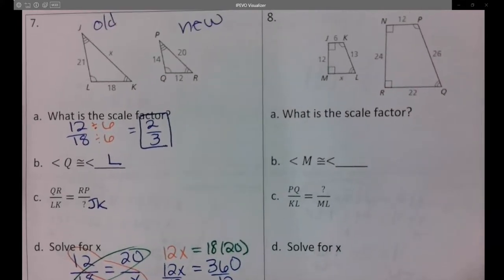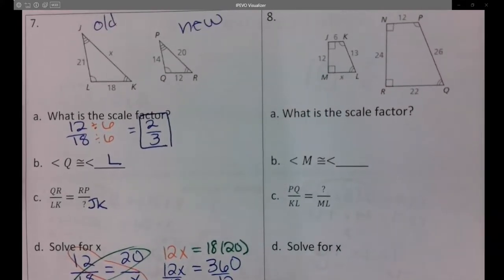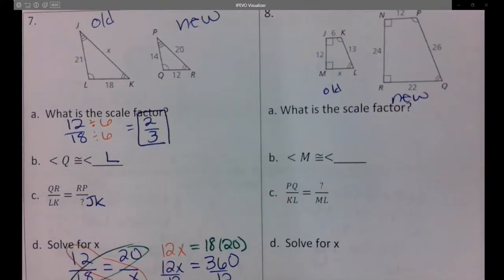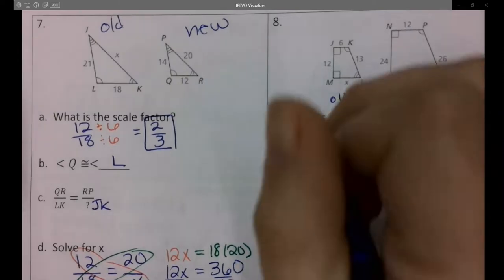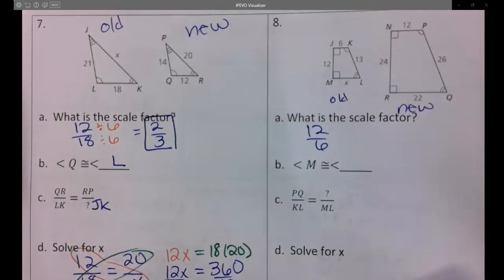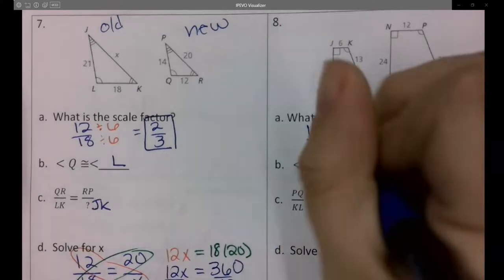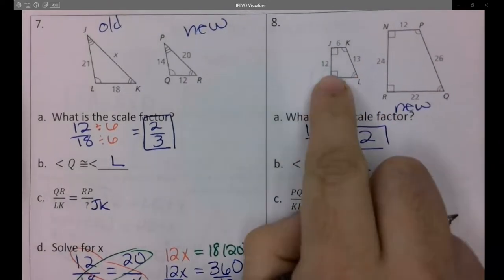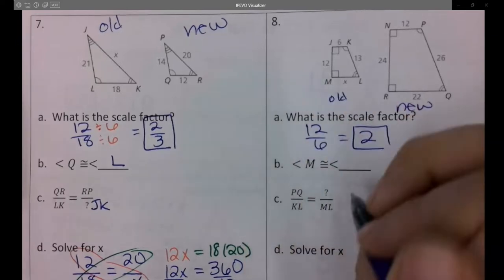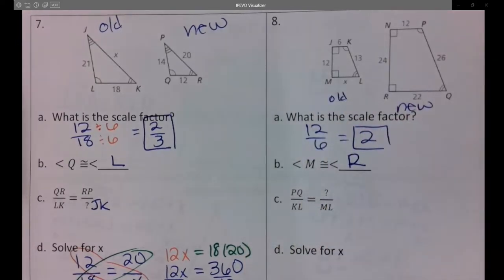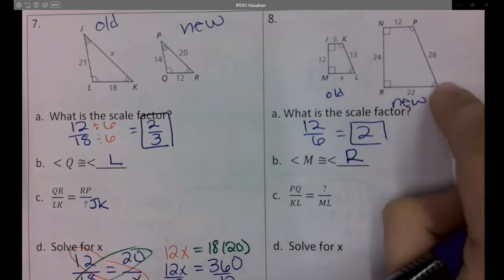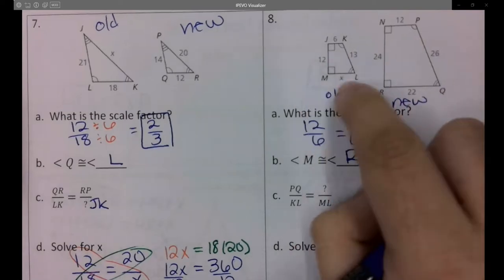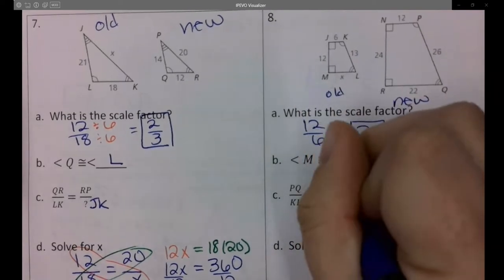So again, I want to do the scale factor for 8. This one's my old, this one's my new. I want to take any matching sides. I'm going to do PN and JK. So I have 12 over 6. I can just divide this. It gets me 2. Then it says angle M is congruent to, this one is matching up to angle R. My ratio is PQ matches to KL. And then, I don't know what side, should match to ML. So that is RQ.